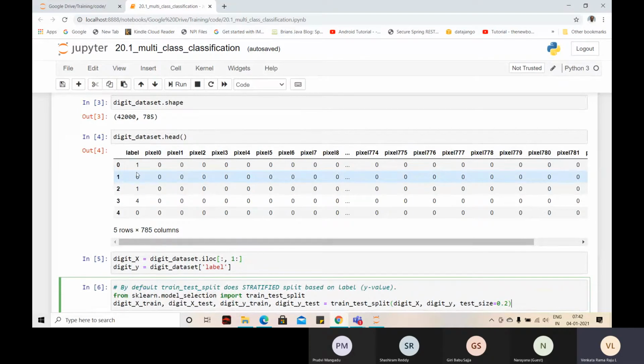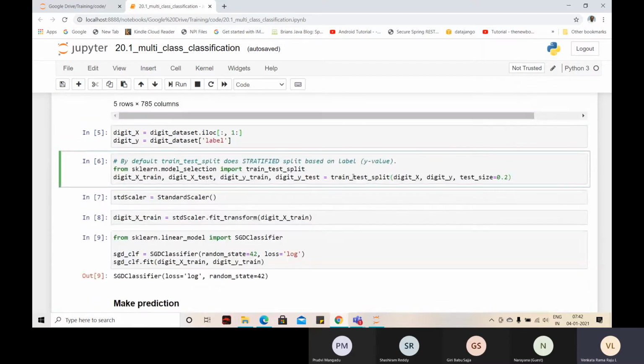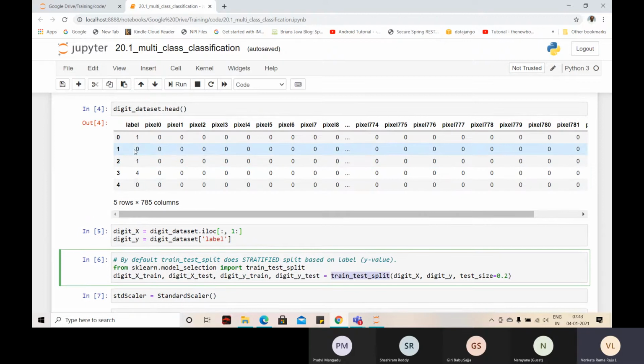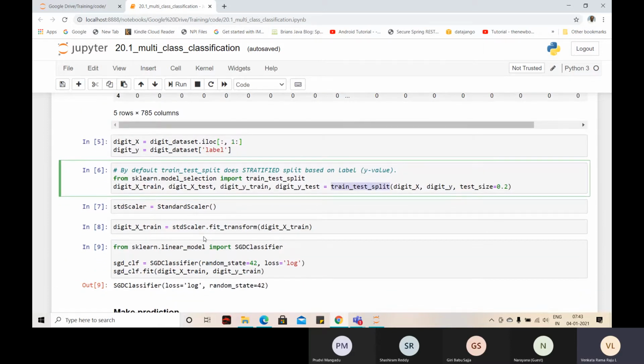Sometimes, when you want to split a regression data set using this method, you need to specify the stratifying column. You should not be calling it x and y, but you should be splitting the data into the stratifying column and the other data, and then pass it to the train test split. That way, based on the stratifying column, all the 0 records, it will take 20% and put it into the test set. 1 records, 20% into the test set. 2 records. So that way, the train set and test set both are going to be balanced.